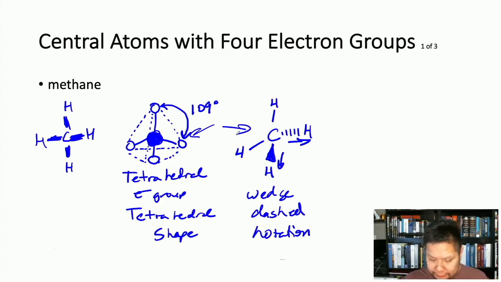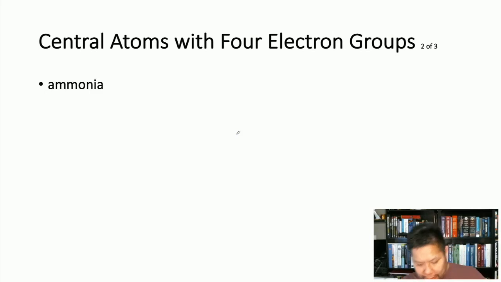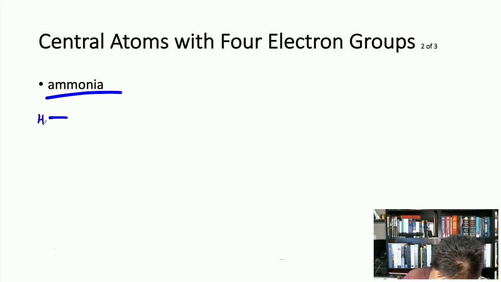Let's try another one of these atoms, central atoms with 4 electron groups. Now we're going to do ammonia, and you remember ammonia from the previous slides, right? Let's draw its Lewis structure first. NH3, right? With a lone pair at the top. Are we following the VSEPR theory here? No, they're pretty close to each other.